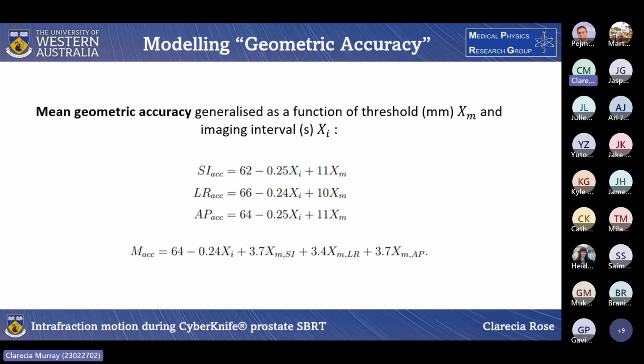There were some functions put together for the mean geometric accuracy, and OLS was done on the simulated percent of treatment thresholds using statsmodels in Python. And this is just for the mean geometric accuracy as a function of threshold in each translational plane and chosen imaging interval. However, as there was such a large spread of data from the mean, this function was not published as it only describes the idealistic patient.